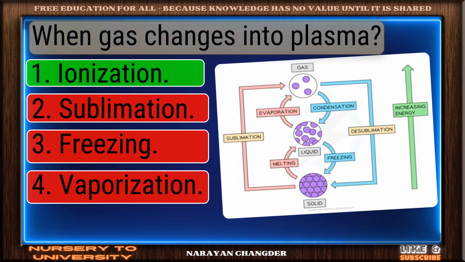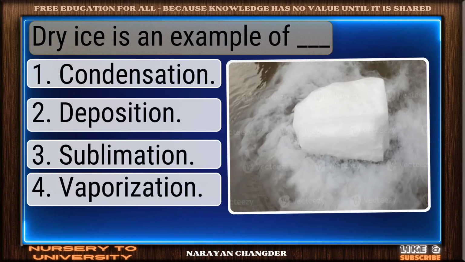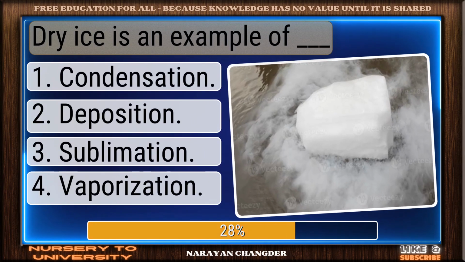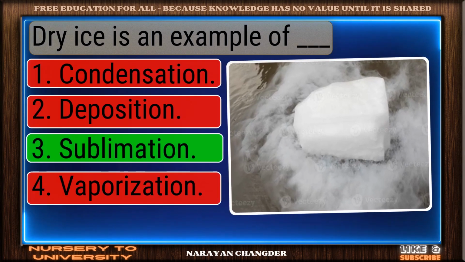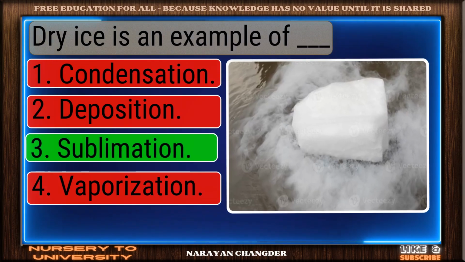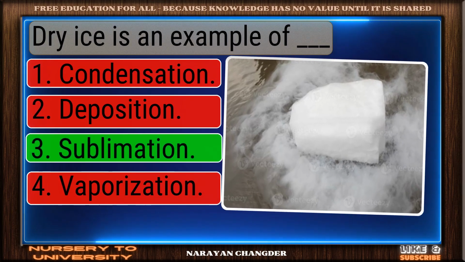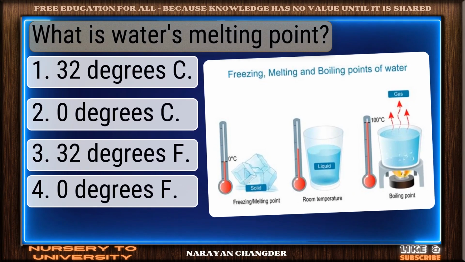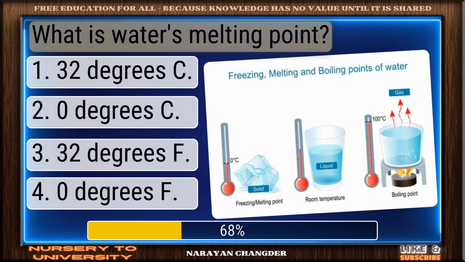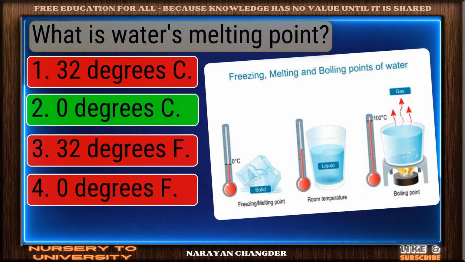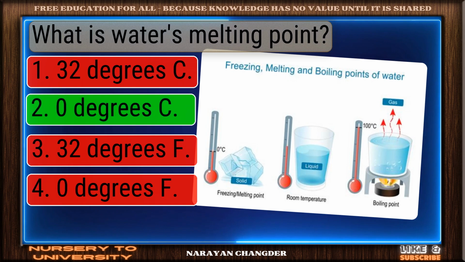Correct. Ionization is the right answer. Dry ice is an example of dash. Smart pick. Sublimation is the correct choice. What is water's melting point? Strong choice. 0 degrees C is the right answer.